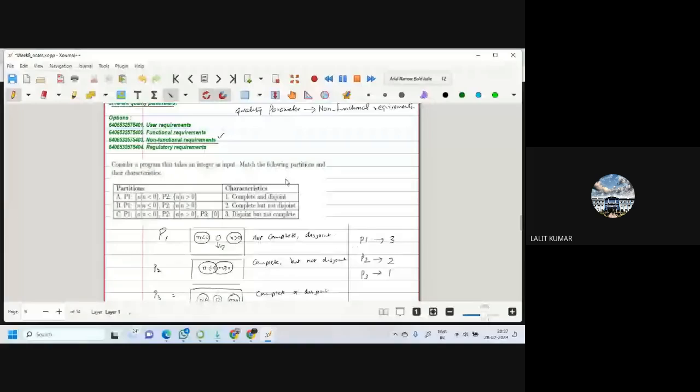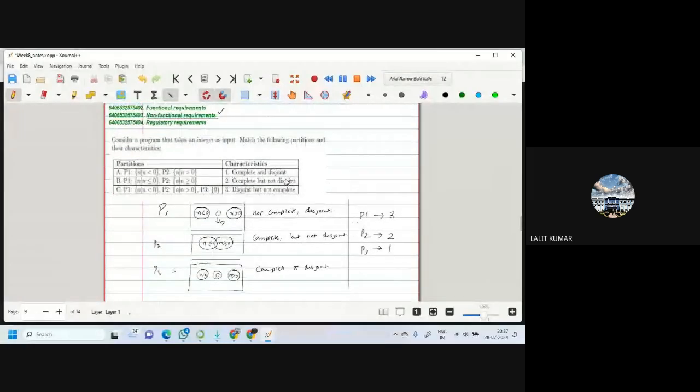These are all the requirements. This is on joint, disjoint and complete, which we have covered. If you see the first example, n is less than 0, n is greater than 0. It is disjoint but not complete because it is not covering n equal to 0. N is less than equal to 0, n is greater than equal to 0. It is complete but not disjoint because both are covering 0. N is less than 0, n is greater than 0 and n equal to 0. This fulfills our requirement.